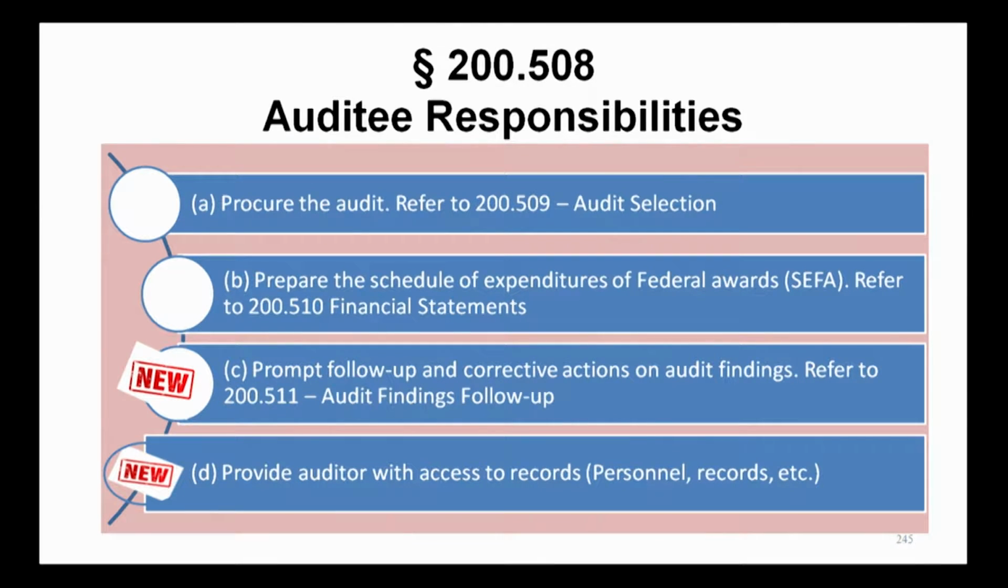Okay, so 508. In 508, paragraphs C and D are new to this section from the former A133. So auditee responsibilities: procure the audit, prepare the schedule of expenditures of federal awards, SEFA, and then the new sections are prompt follow-up and corrective actions on audit findings, and then provide the auditor with access to records. So we'll take a look at these individually.